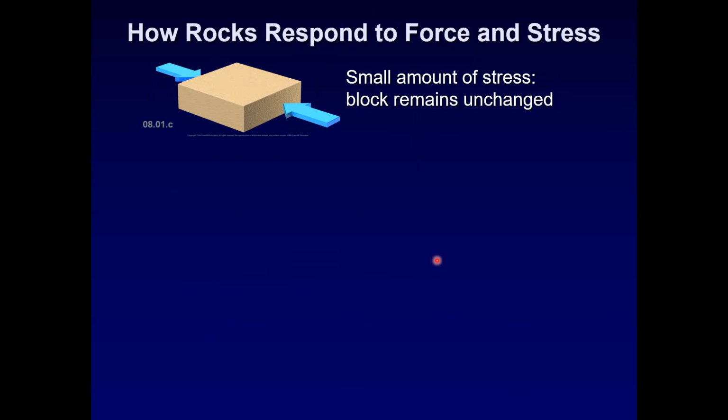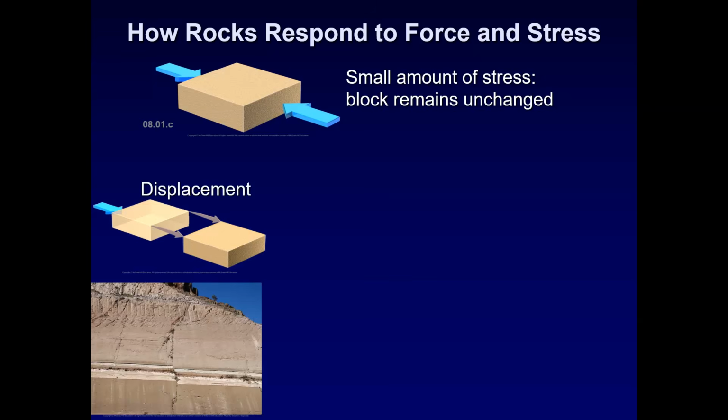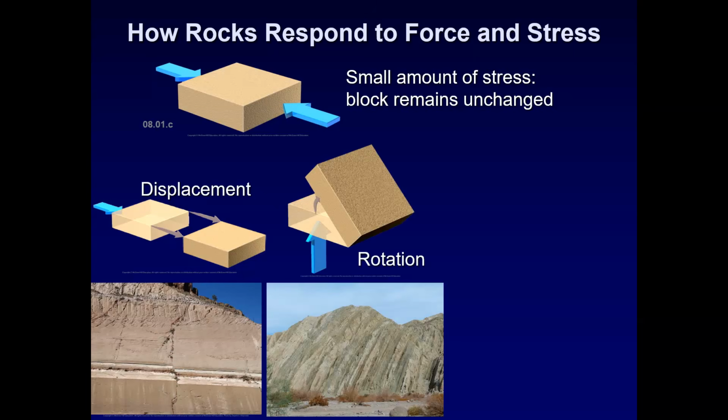All right, so more on how rocks respond to force and stress. Again, right here, with a small amount of stress, this block remains unchanged, as if I were holding some limestone in my hand and I try to squeeze it with my hand and nothing happens. It might compress a little bit if I were really strong, but I'm not. So we can also have displacement, where this rock has moved from one place to another. And we have an example here of displacement along this line. That's a fault. You could have rotation of the rock. It can tilt or spin horizontally. Like these rocks are tilted from their original horizontality.